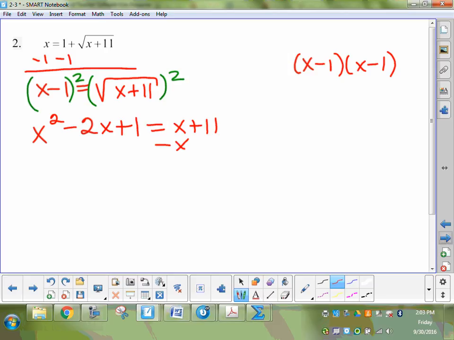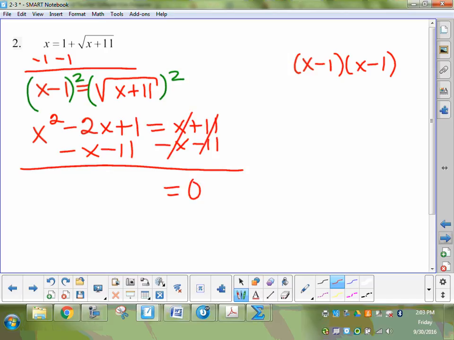I want my x squared term positive, so minus x minus 11. This is starting to look great. We've got equals 0 over here. What trinomial is on the left-hand side, McKenna? X squared minus 3x minus 10. Outstanding.